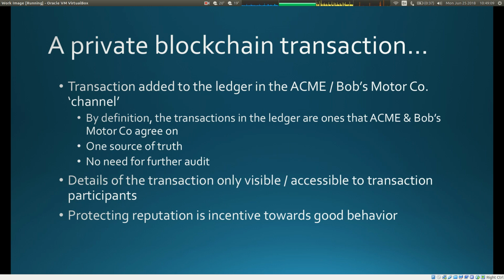This is much different than Ethereum. So we know that by the time a transaction has been added onto a Hyperledger blockchain, that transaction is correct, that a majority of the participants have agreed on the accuracy and authenticity of the data, and so that removes any need for further audit.